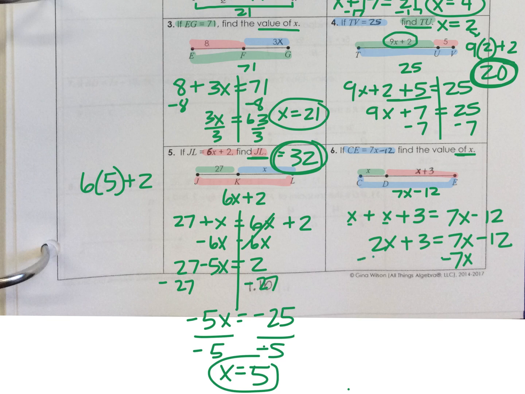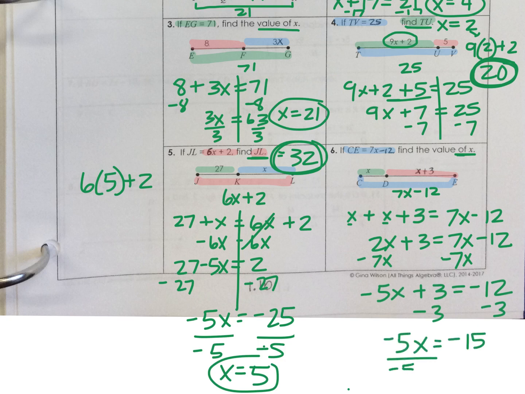I'm going to subtract 7x. Negative 5x plus 3 equals negative 12. Subtract 3. Negative 5x equals negative 15. Divide by negative 5. X equals 3. Final answer. Whew, that was a lot. Flip over to the next page. We're going to do one more practice.